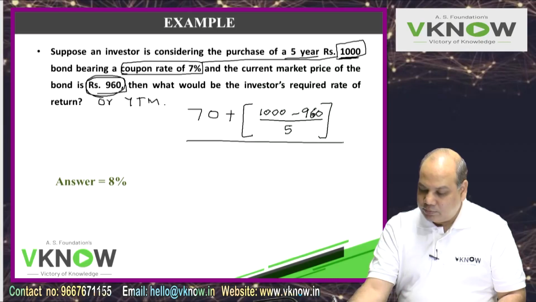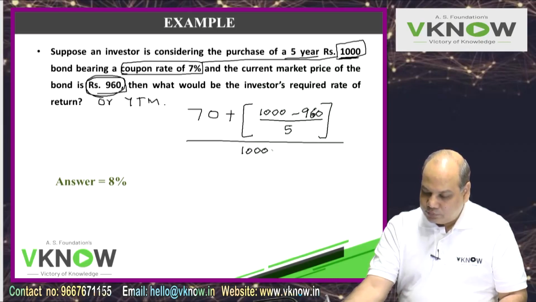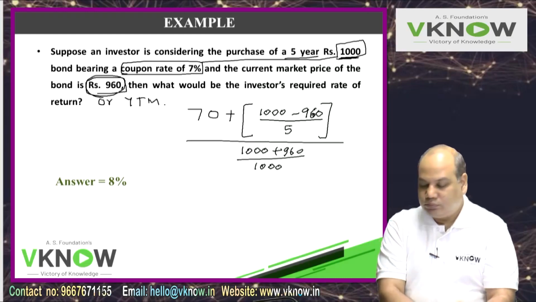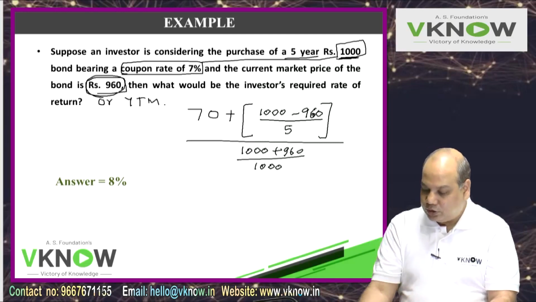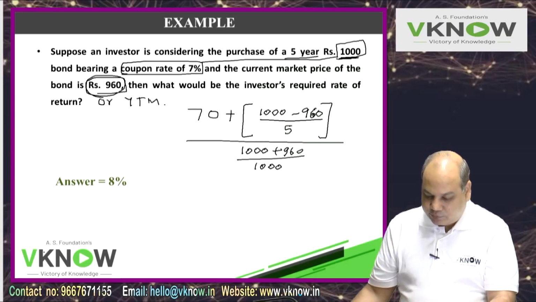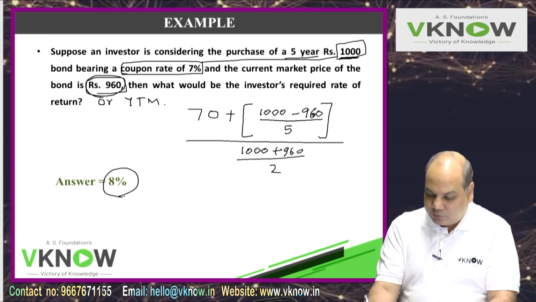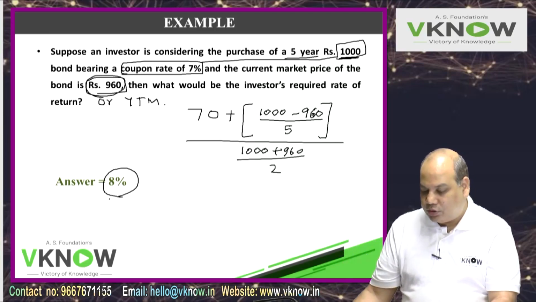And then I will divide by the average of 960 and 1000. Why do we take the average? Because this is the amount on an average invested in the bond, the amount on an average which remained invested in the bond. Divide by 2. By mistake I have written 1000, so write 2 and solve. If you solve, finally you will get close to 8% approximately. If you are getting 7.96 or something, you can just write 8% approximately.